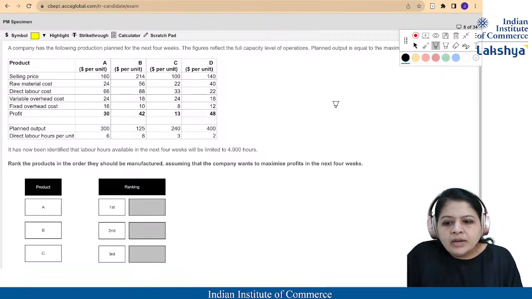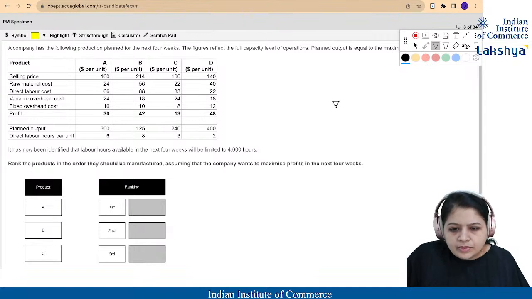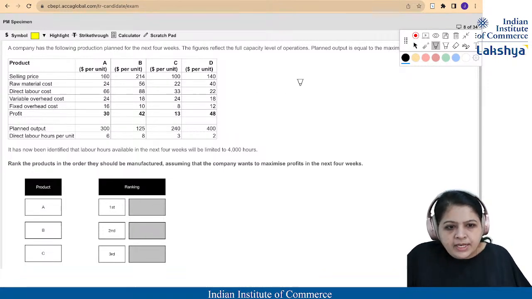Right? So after this, it has now been identified that labor hours available in the next 4 weeks will be limited to 4,000 hours, right? Rank the product in the order they should be manufactured, assuming that the company wants to maximize profits in the next 4 weeks, right? So what the company wants to do, it wants to maximize its profit. And if we notice, the labor hours are limited to 4,000, right?